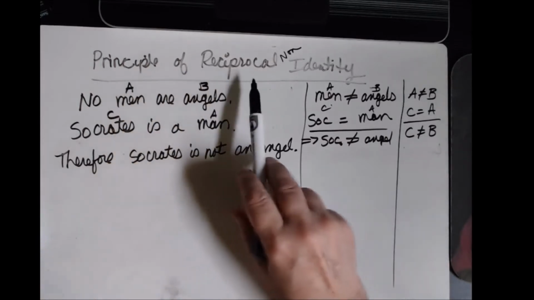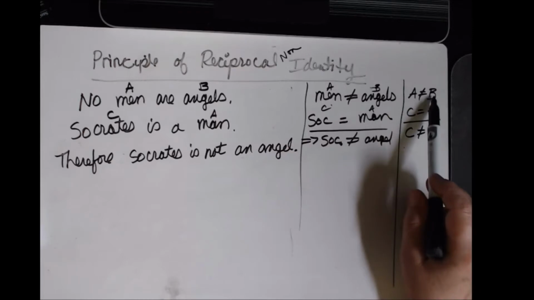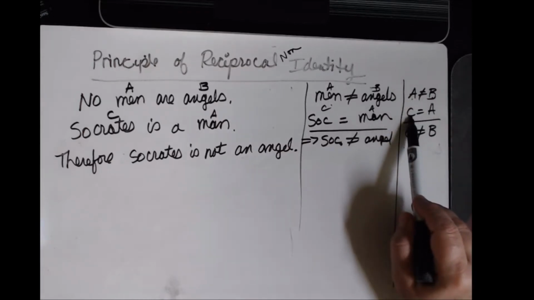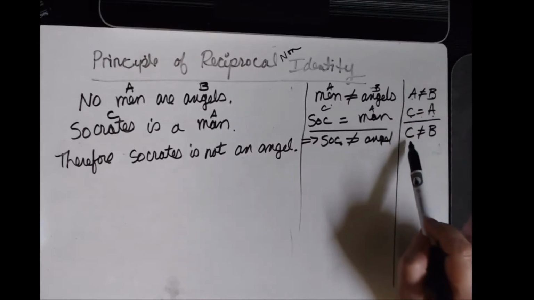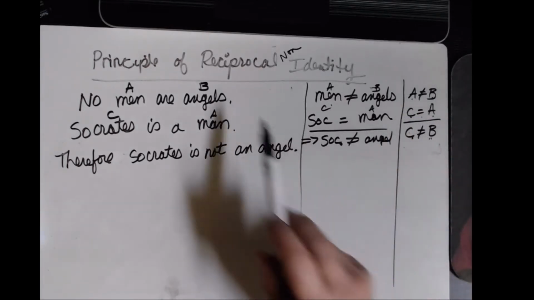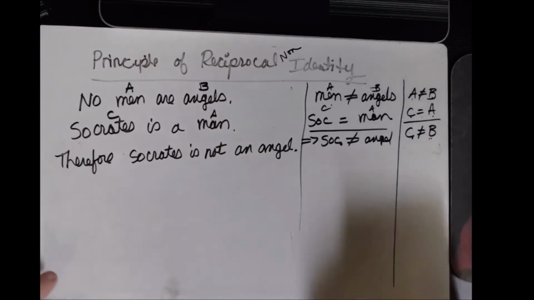So this is called the principle of reciprocal non-identity. I have one term that's not equal to a third, a second term that is equal to that third, therefore I know that the two terms do not equal each other. There's non-identity.